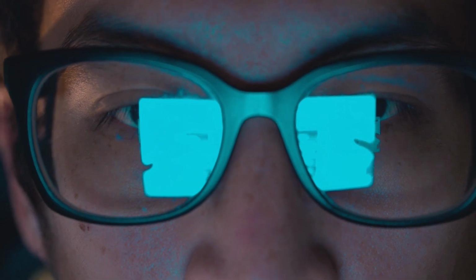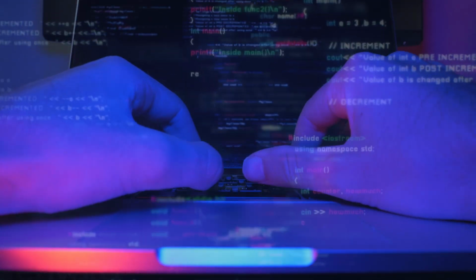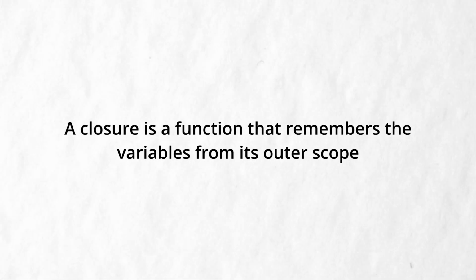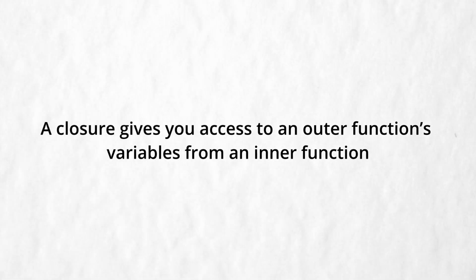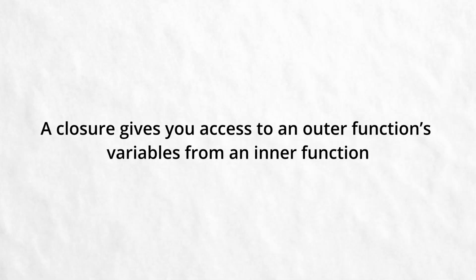Let's get started. Before jumping into Visual Studio Code, let's first understand what is closure. A closure is a function that remembers the variables from its outer scope even after the outer function has finished executing. In simple words, a closure gives you access to an outer function's variables from an inner function. So let's see it in action in Visual Studio Code.